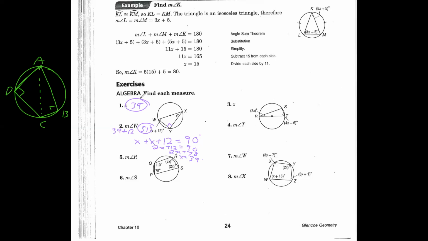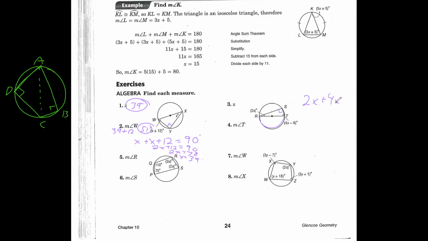On number 3, same idea. We have an angle inscribed into a semicircle, so we should recognize right away the one angle there is 90 degrees. It's a right angle. You have an angle inscribed into a semicircle, that must be a right angle. So now, since we have a right angle, the other two must add up to 90.